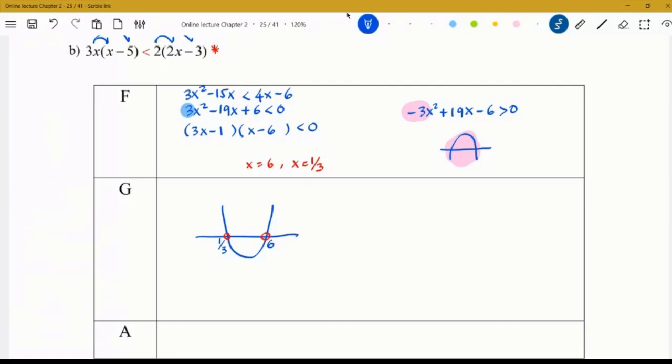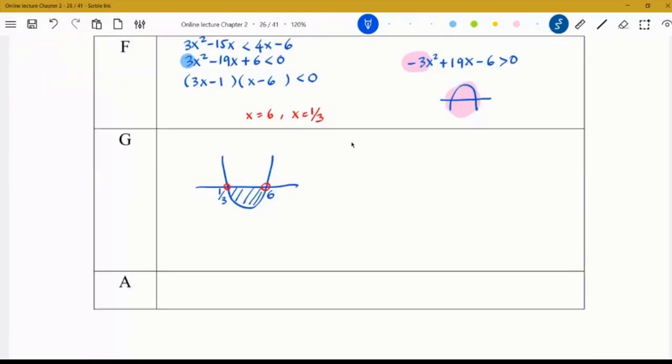Okay, so kita ambil yang less than 0, which is bahagian bawah. So shaded region kita adalah di bahagian dalam. So kita ambil yang bahagian dalam ni sebab dia adalah less than 0. So answer kita adalah from 1/3 towards 6. So di sini putih, ini pun putih, dia akan jadi round bracket.